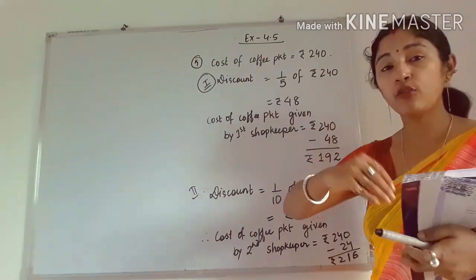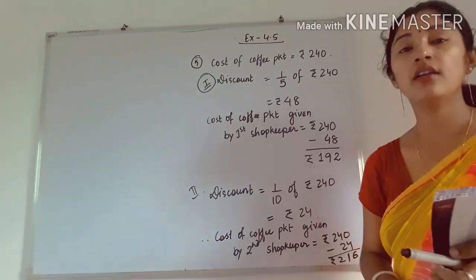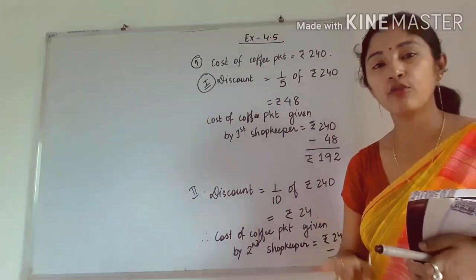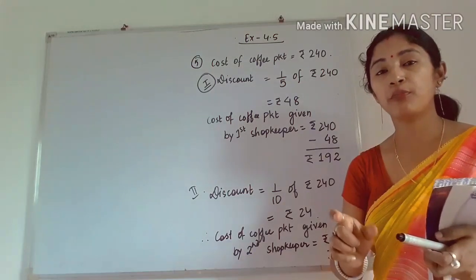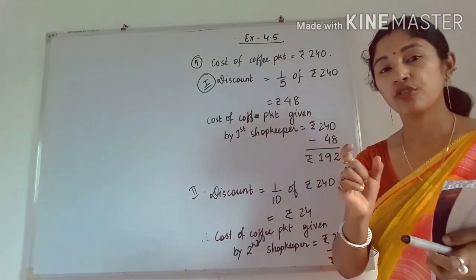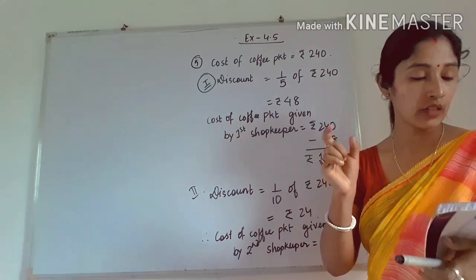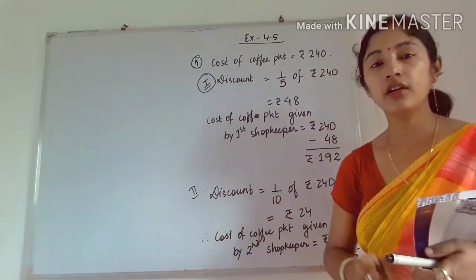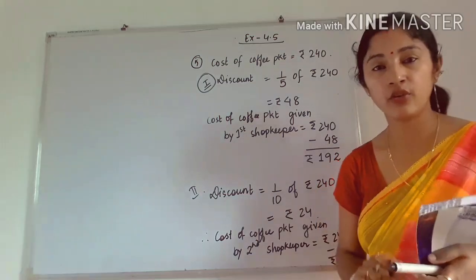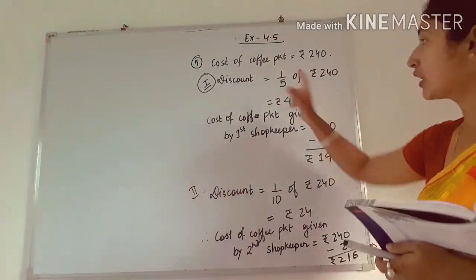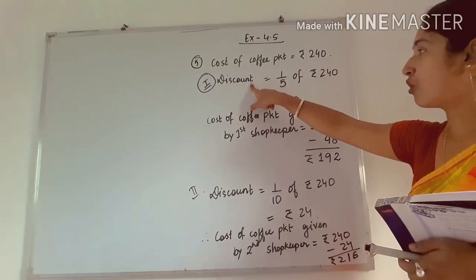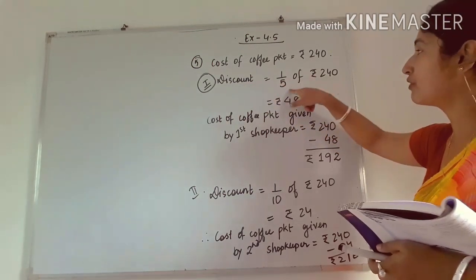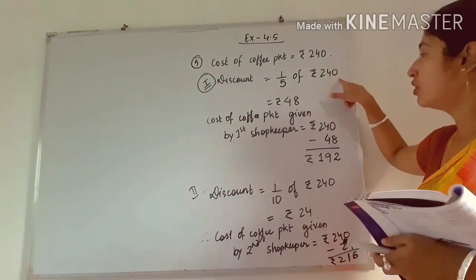It is written as a fraction, or we can say a rational number, but we have to find the cost of the coffee packet given by the first shopkeeper after the discount of 1 by 5. So we can find the discount amount: 1 by 5 of rupees 240.